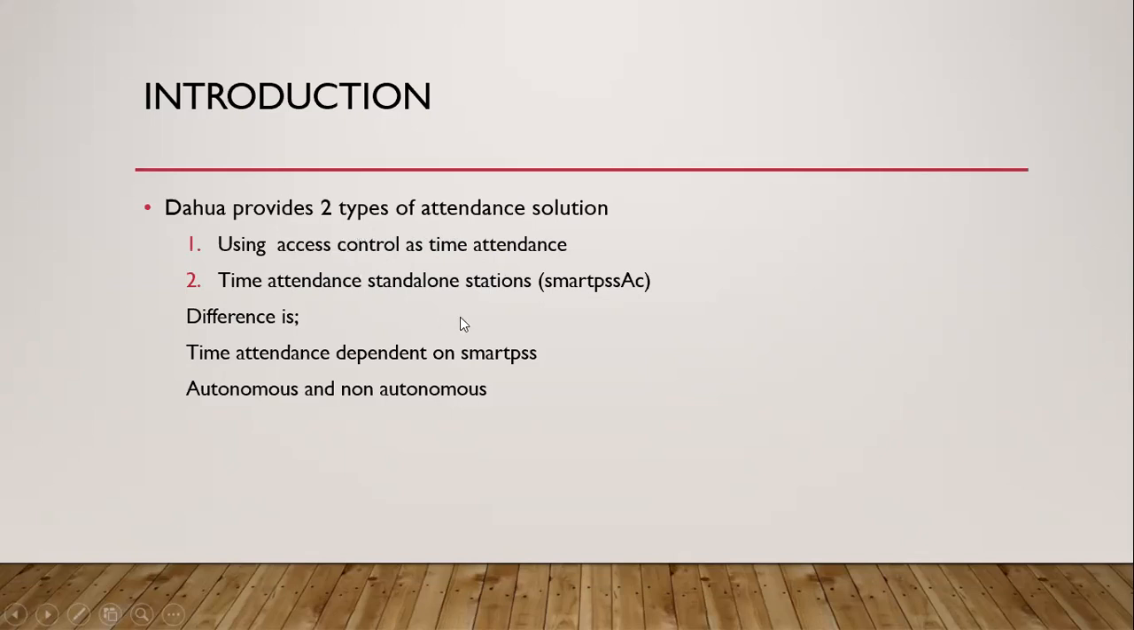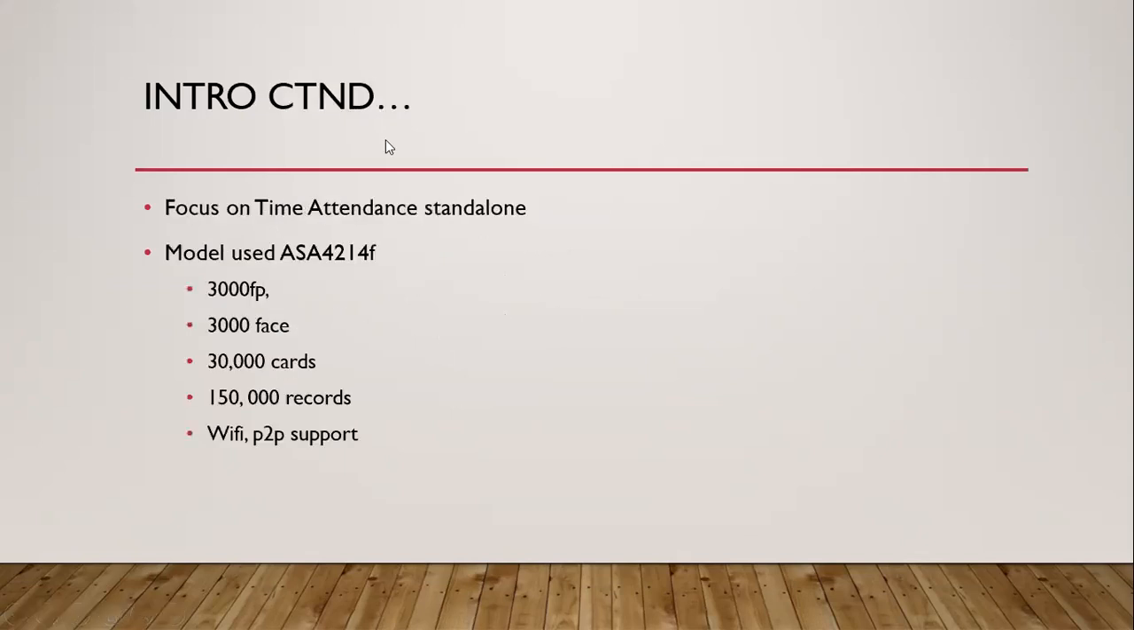So in this week's training, I'm going to do time attendance using a standalone device. The model of choice that I'm going to use is ASA 4241F. It supports 30,000 fingerprints, 30,000 faces, 30,000 cards, and 150,000 records. It also supports Wi-Fi and P2P support. P2P support is a feature for remote management of the device.